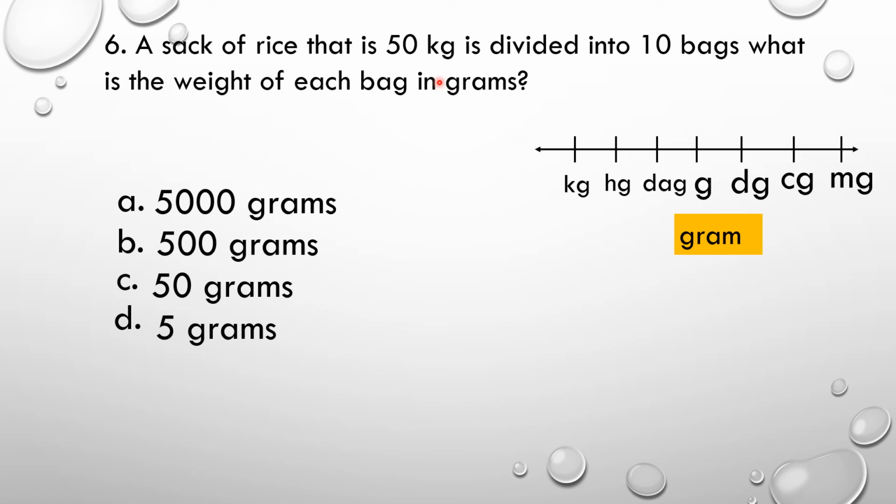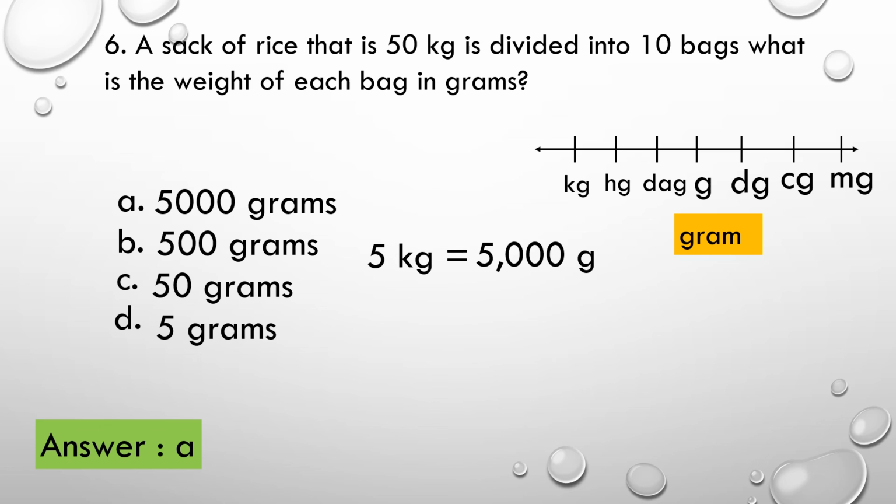The 50 kilograms divided by 10, so that is 5 kilograms in each bag. Now, how much is that 5 kilograms in grams? So 5 kilograms changed to grams is simply 5,000. Because kilogram, 1, 2, 3. You're going to move the decimal point 3 places to the right. Understood, we are just adding 3 zeros. So the answer there is 5,000 grams, and that is letter A.